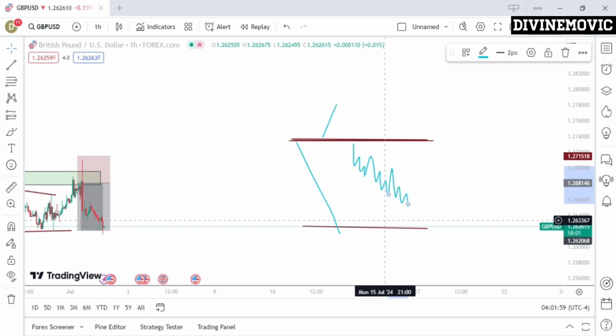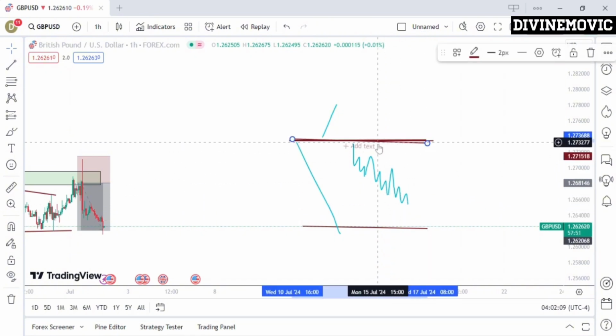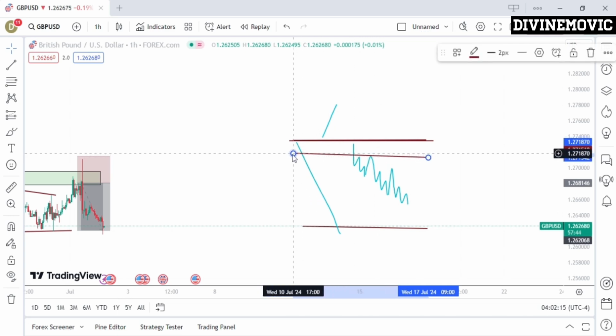Now, if price makes the first correction and you are still in profit, what you want to do is simply move your stop loss to this first entry here, or this first point where price made the first correction. With this, even if price hits you out, you're still going to make enough profit, maybe 1:1. So even if price hits you out, you're still safe.